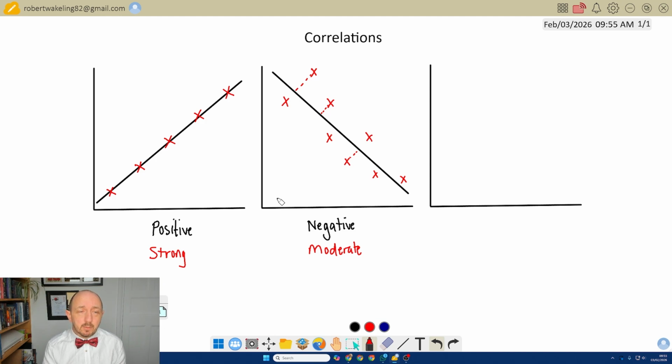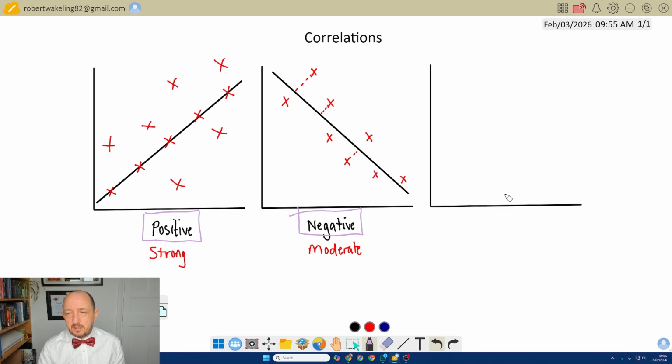Because if the data is really scattered, but it looks like it's going in that upwards direction, we might say it's a weak positive. But we don't really want to get into that amount of detail at this stage. We're just looking more at the positive and the negative, and if it's really close, we might say strong, but I would say you're really more focused on whether it's going upwards or downwards.